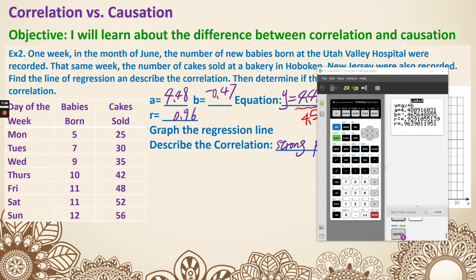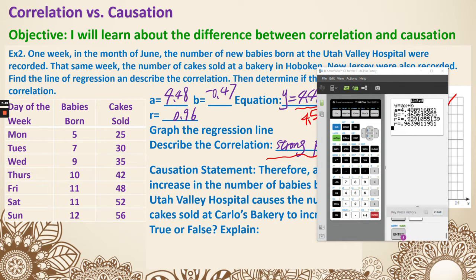So now I can connect. And there we go. That's our line. It's not the most precise, but you get the idea. So because after we calculate the R, we see a very strong positive correlation, means the new babies born and the cakes sold seem they are strongly related. So that means we can come up with a causation statement.